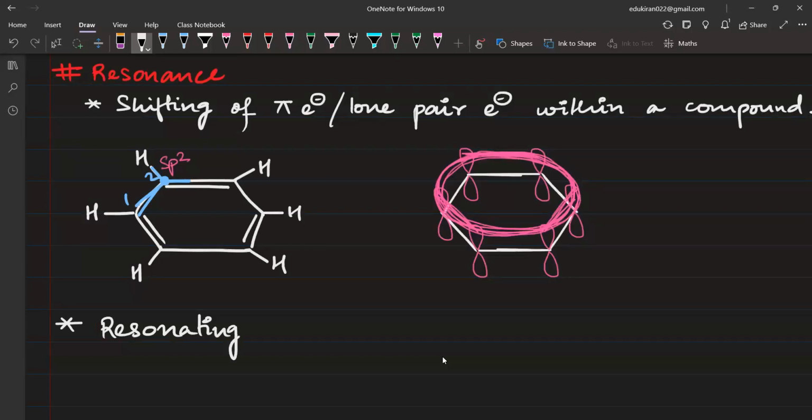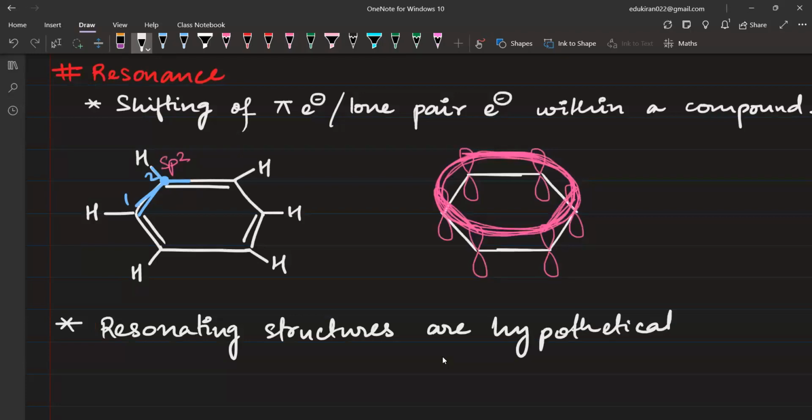Sir, first you have to draw this. First you draw these two and then you will write. Okay. Okay, sir. Are hypothetical and it is intermolecular phenomena.